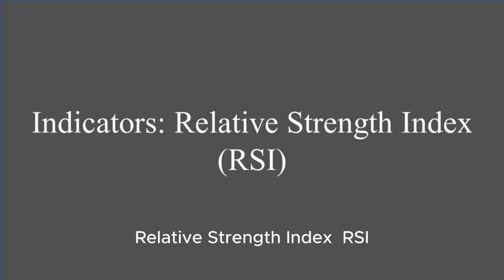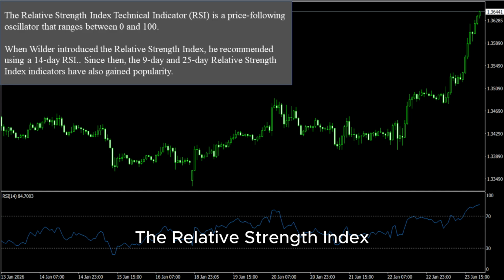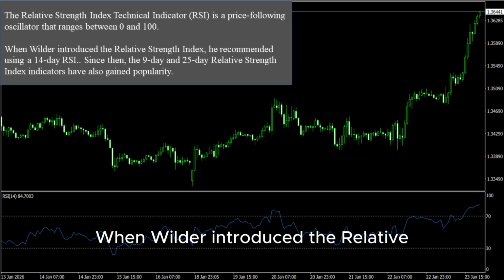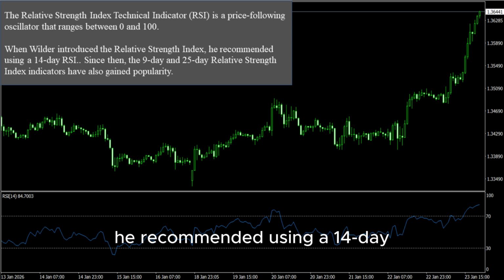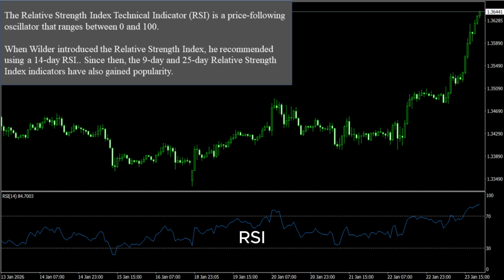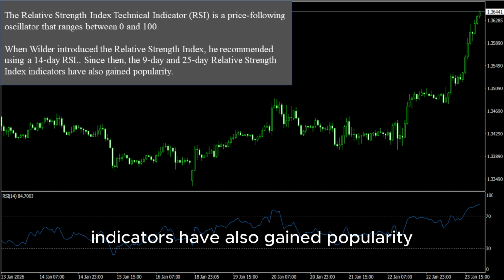Relative Strength Index, RSI, indicator for MetaTrader 4. The Relative Strength Index technical indicator, RSI, is a price-following oscillator that ranges between 0 and 100. When Wilder introduced the Relative Strength Index, he recommended using a 14-day RSI. Since then, the 9-day and 25-day Relative Strength Index indicators have also gained popularity.